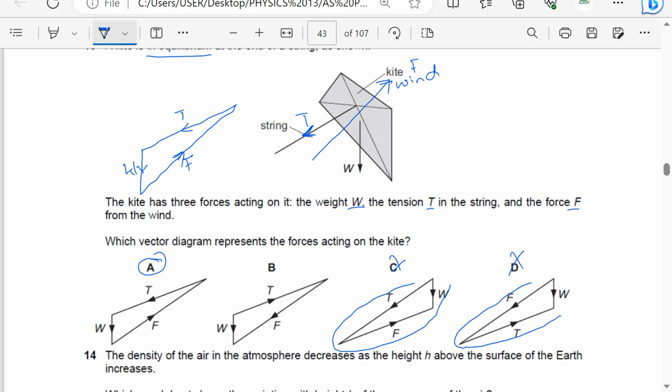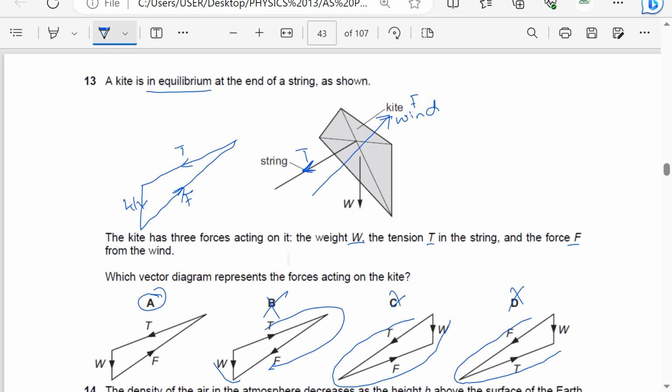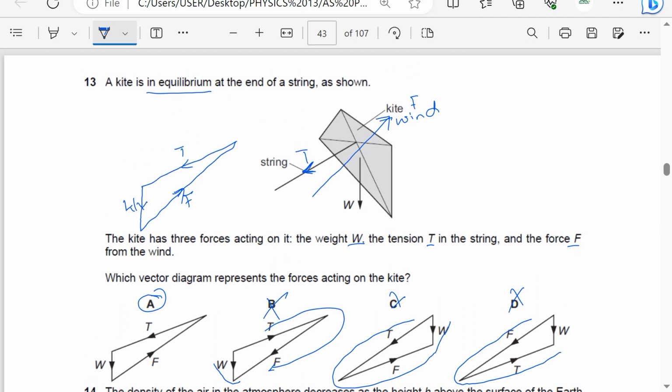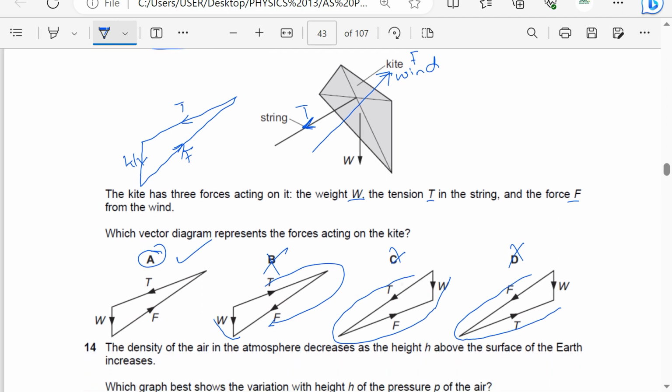Then B, let's see, B is moving. If I move like this, B is also not a closed triangle, so this is also out. So by just using the fact that for equilibrium the three forces should form a closed triangle, the answer will automatically be A. These ones are not forming a closed triangle. They are showing that if we add, for example, T to F, we get W. This one shows if we add T to F, we get W in that direction. This one is showing if I add F to W, I get T in that direction, which is wrong. For equilibrium, the three forces, when joined head to tail, should form a closed triangle.